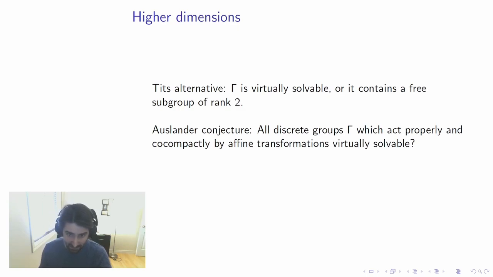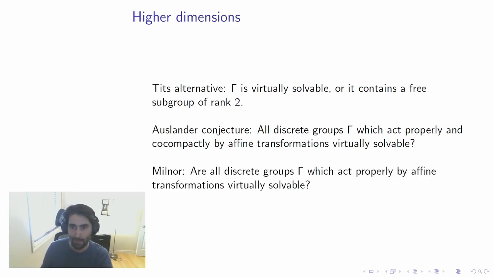Now, the Auslander conjecture, a very long-standing conjecture in the subject, claims that all discrete subgroups which act properly and co-compactly by affine transformations are virtually solvable. So it's sort of an analog of the Bieberbach theorems, but for affine transformations. And instead of saying that they're virtually lattices, it says that they're virtually solvable groups.